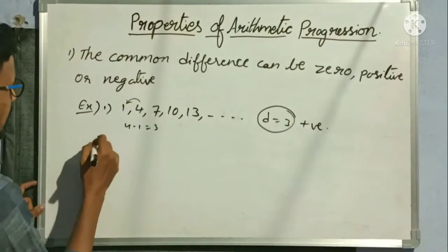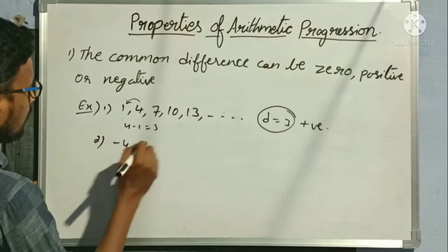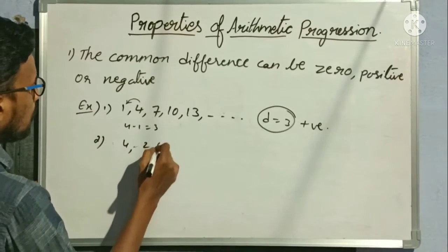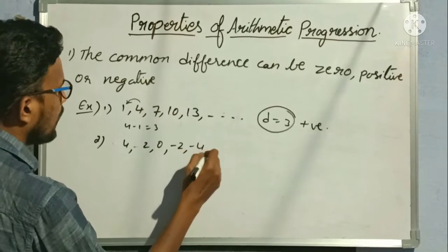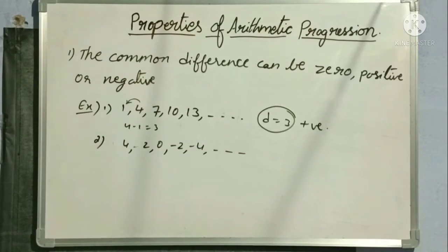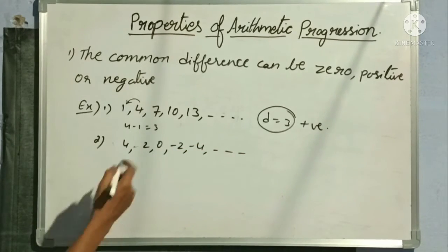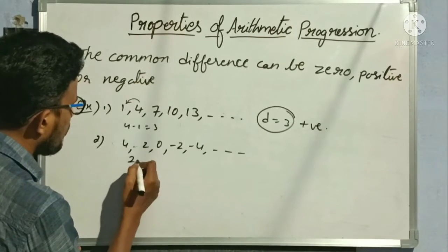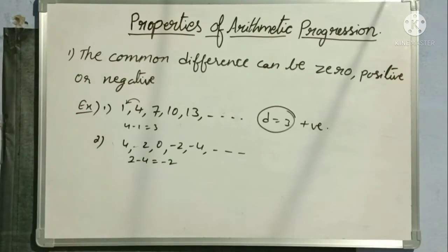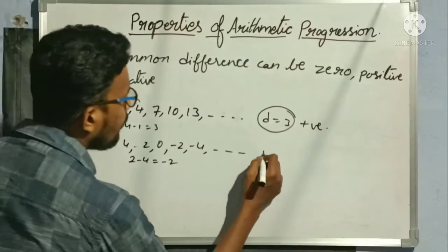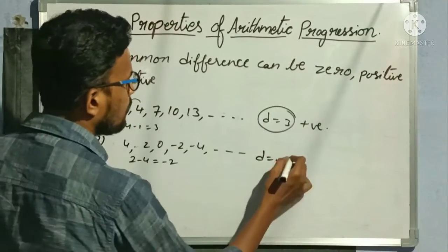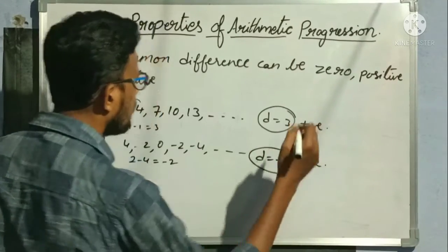If I take one more sequence, that is 4, 2, 0, minus 2, minus 4 and so on. Here, what is the common difference? See here, the common difference is nothing but T2 minus T1. So 2 minus 4 is minus 2. So here the common difference is negative, right?